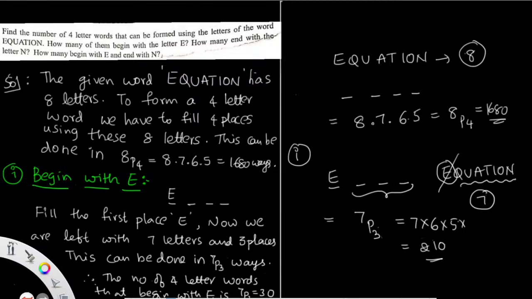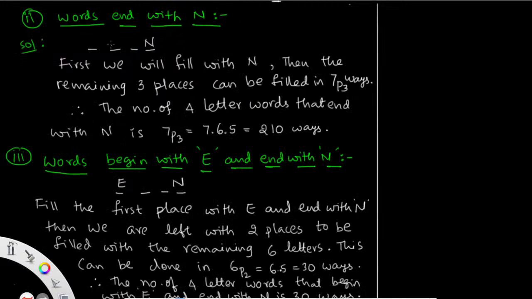In a similar way, the second question is words that end with N, using the given word EQUATION. To form a 4-letter word, the word must end with N. So how many words can be formed with the last place filled with N? First we have to fill the last place with the letter N.